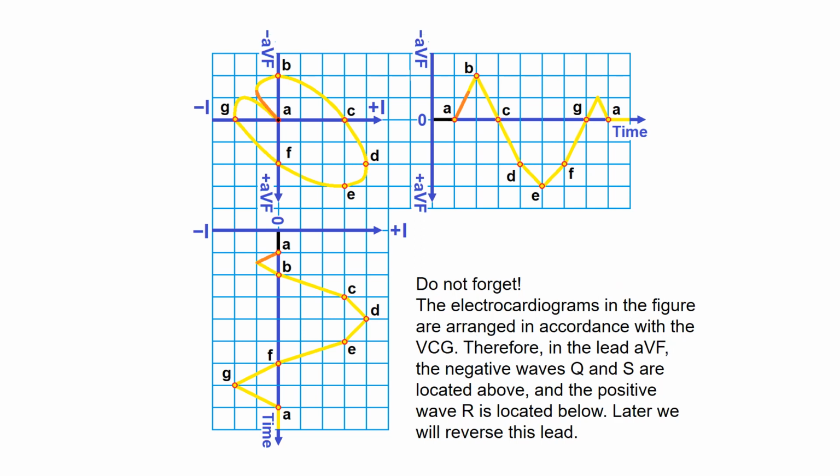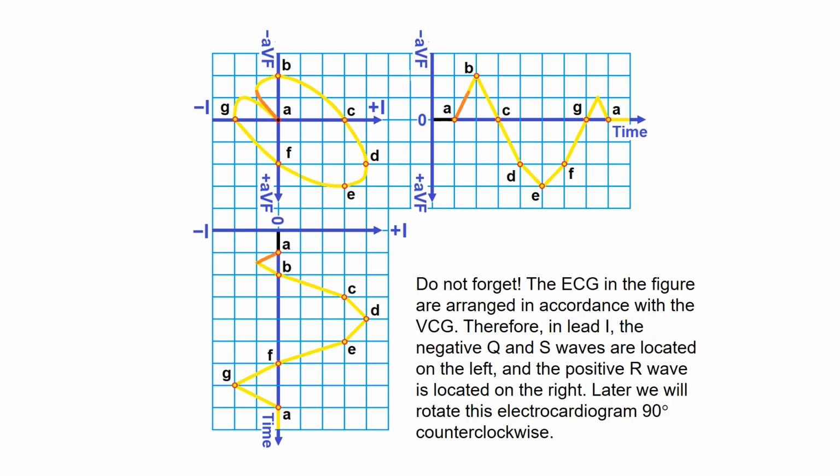Do not forget, the electrocardiograms in the figure are arranged in accordance with the VCG. Therefore, in the lead AVF, the negative waves Q and S are located above, and the positive wave R is located below. Later we will reverse this lead. Likewise, in lead 1, the negative Q and S waves are located on the left, and the positive R wave is located on the right. Later we will rotate this electrocardiogram 90 degrees counterclockwise.